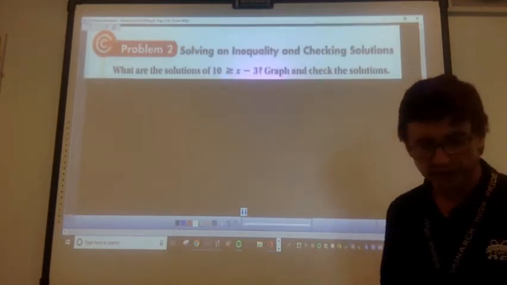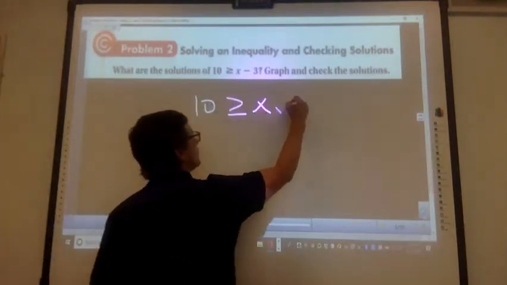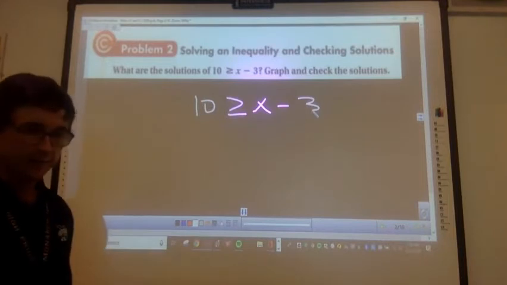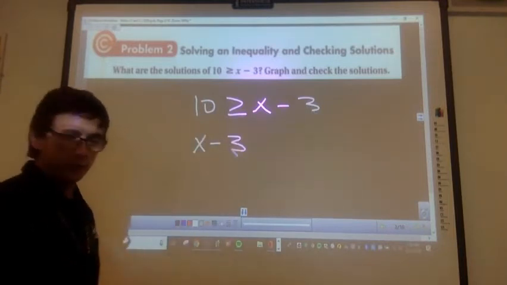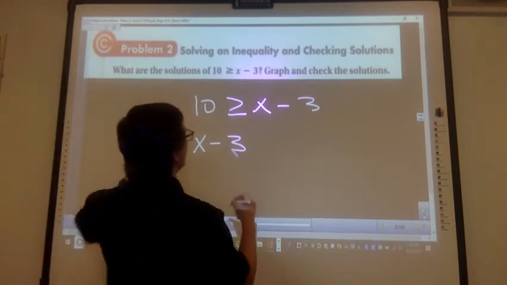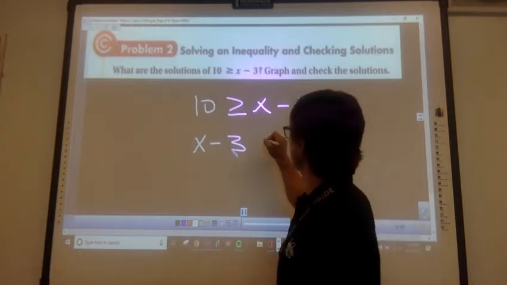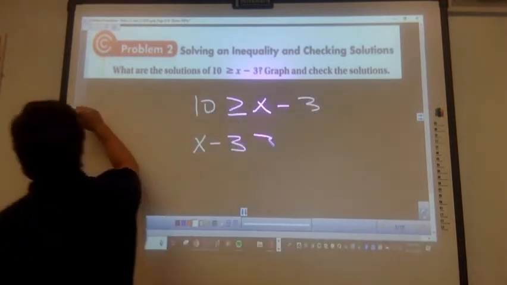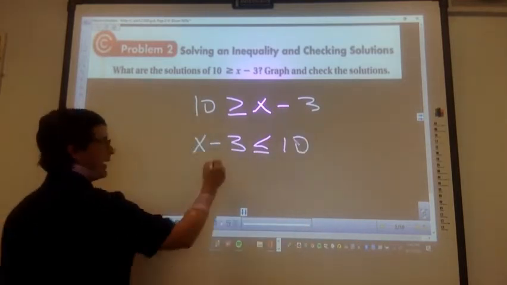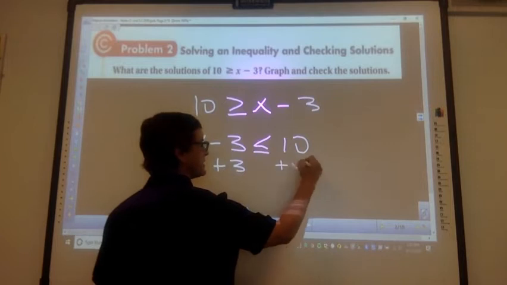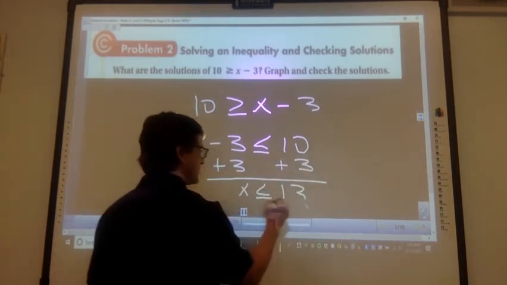All right, so this one, what I don't like is they wrote the variable on the wrong side. So I would always rewrite it so the variable's on the left. So the alligator is eating the 10. Make sure the alligator continues to eat the 10. I was about to write it the wrong way. And all you got to do is add 3 to both sides. And you get x is less than or equal to 13.